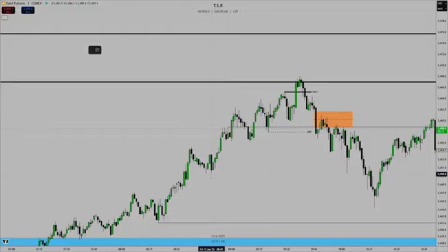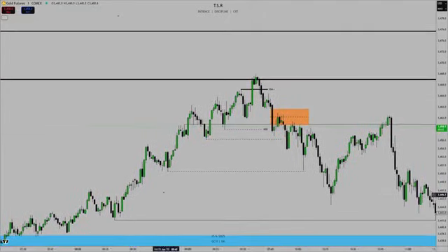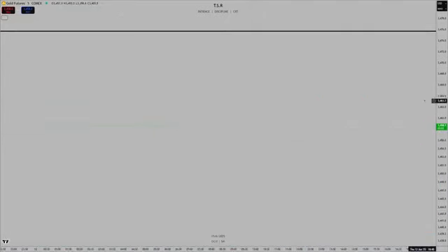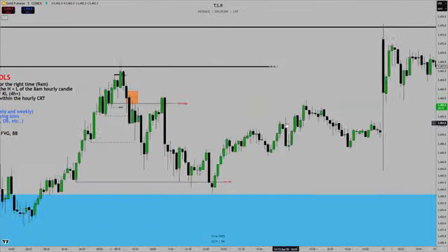There is some liquidity. So we've got liquidity right here. We've got liquidity right over here as well. We got more liquidity below us. I just want to pop up the 5 minute time frame and see if it makes sense.